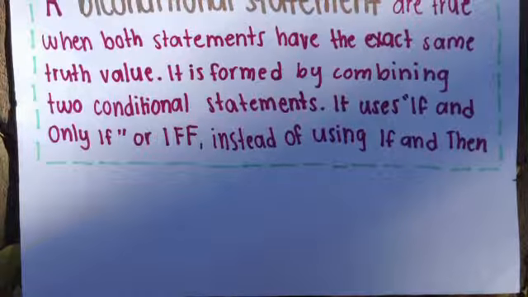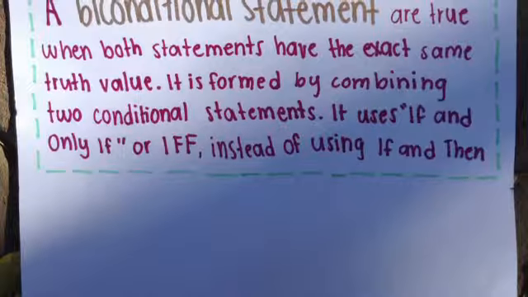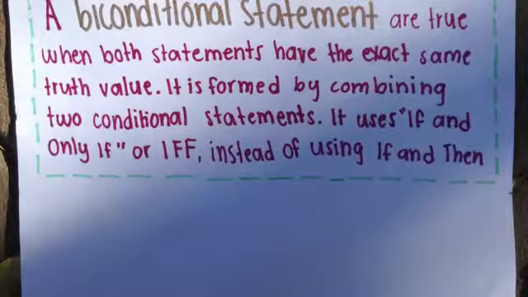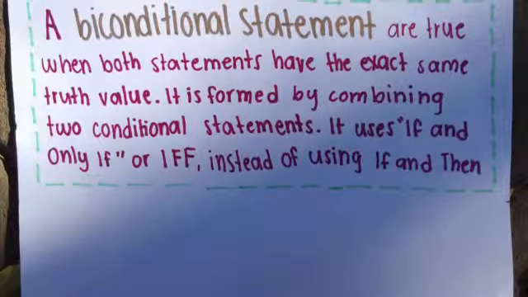A biconditional statement is true when both statements have the exact same truth value. It is formed by combining two conditional statements. It uses "if and only if," or "iff," instead of using "if and then."